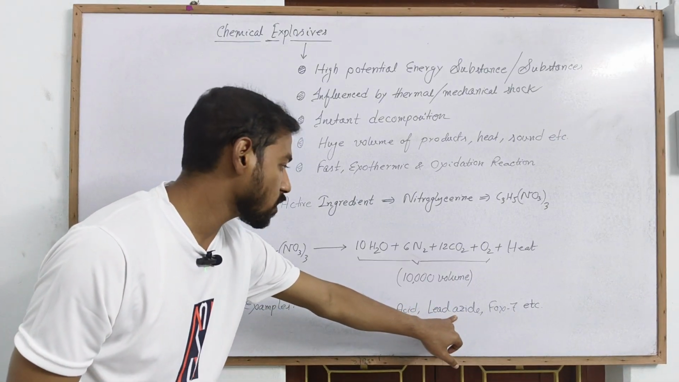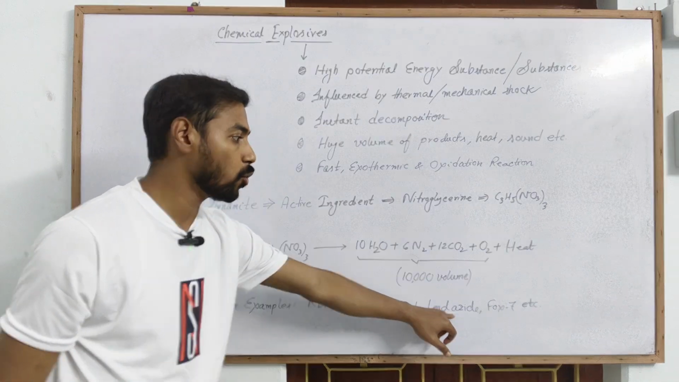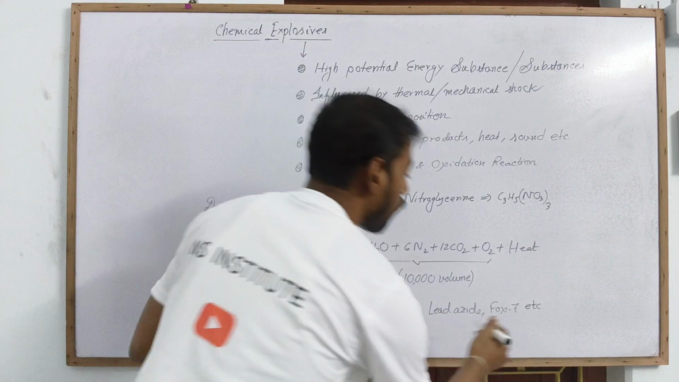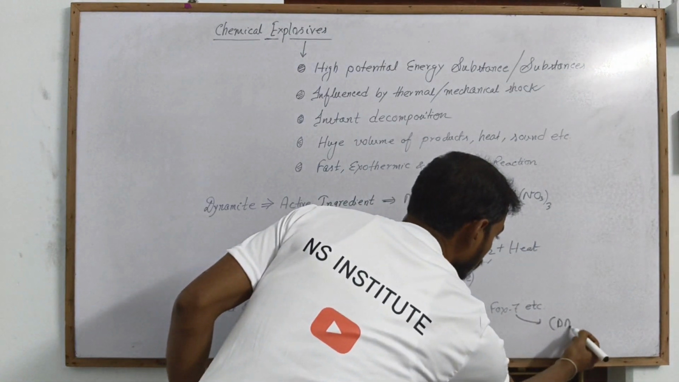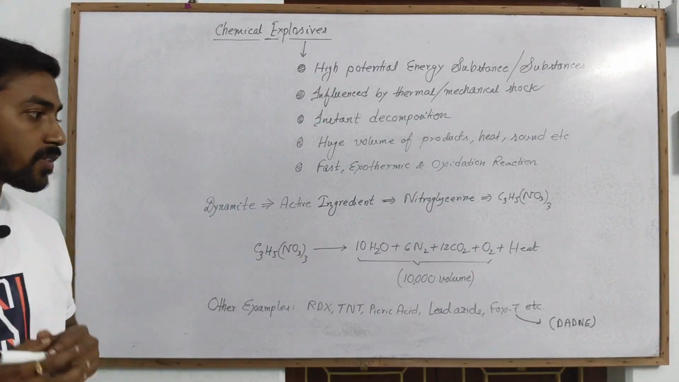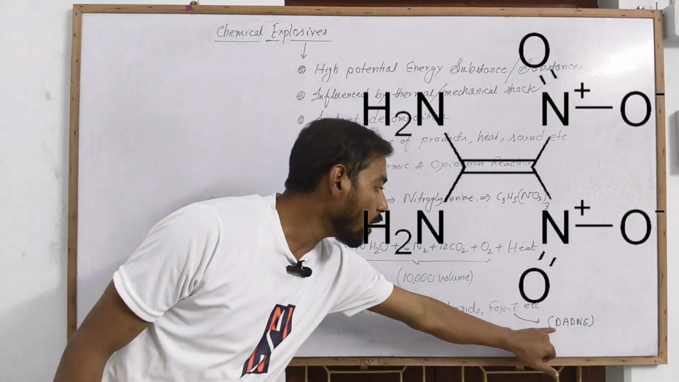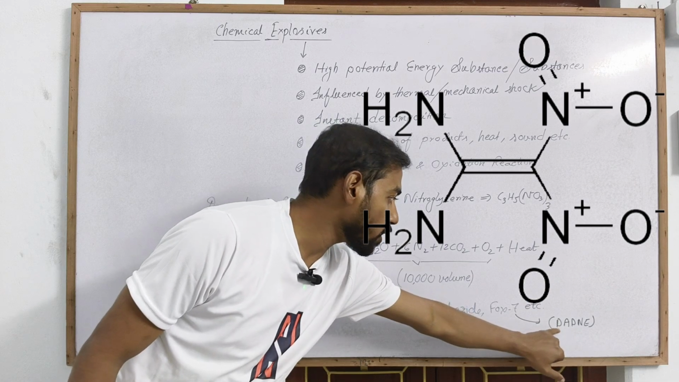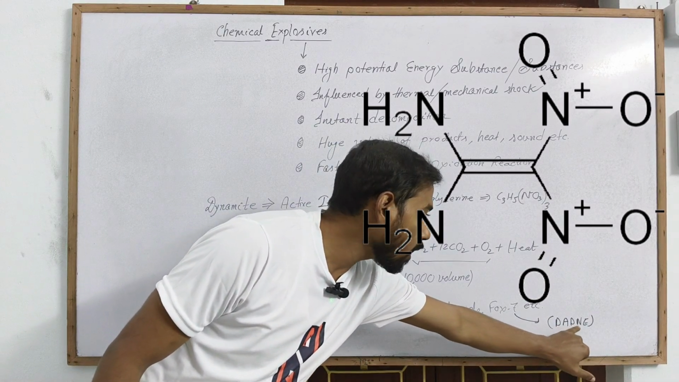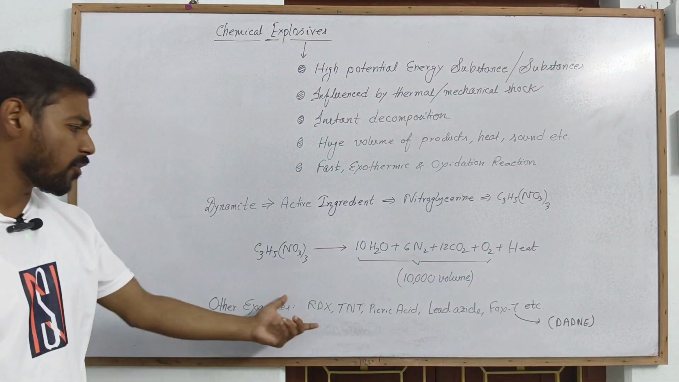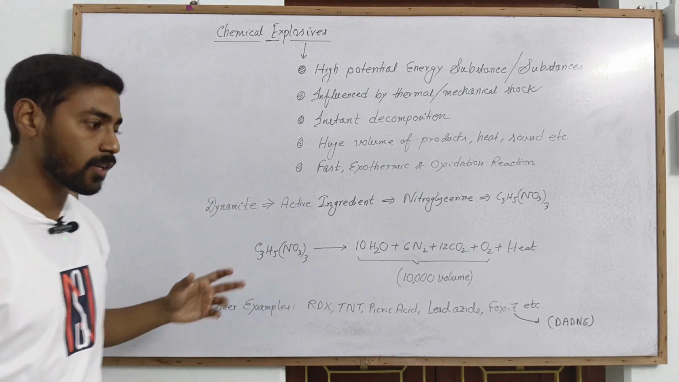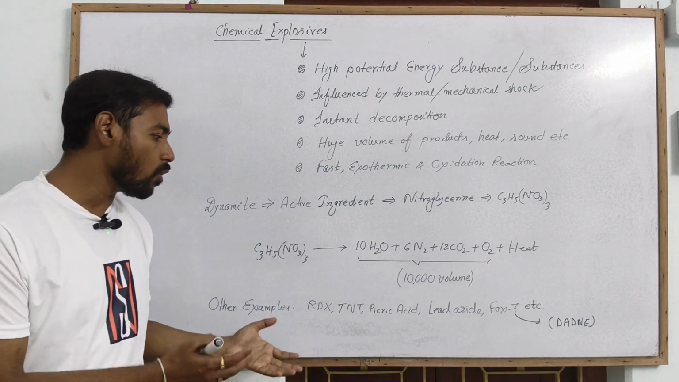Next one is lead azide, that is Pb(N3)2. And the last one is FOX-7. This is very important. FOX-7 in short form is written as DATNE, that is 1,1-diamino-2,2-dinitroethylene. So these are a few examples. Actually, there are many other examples of chemical explosives, but we have taken a few important ones.